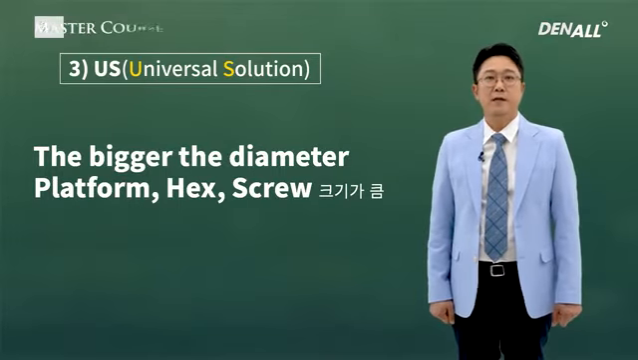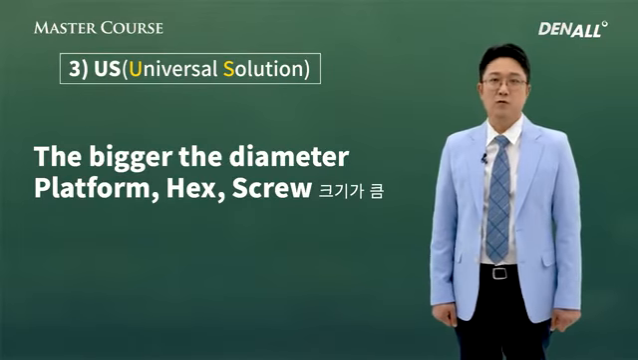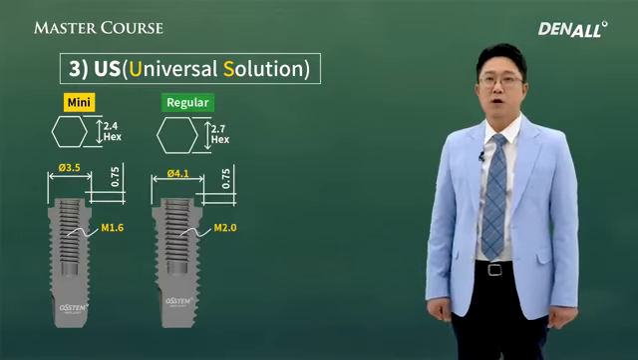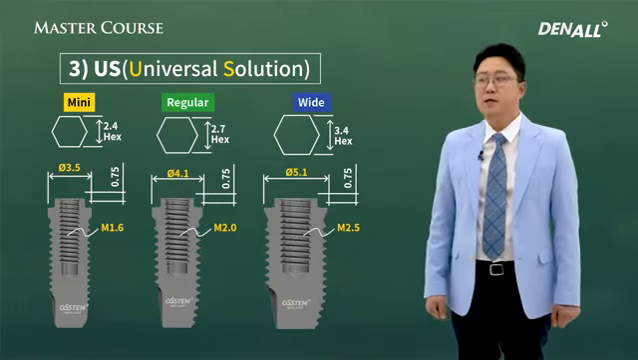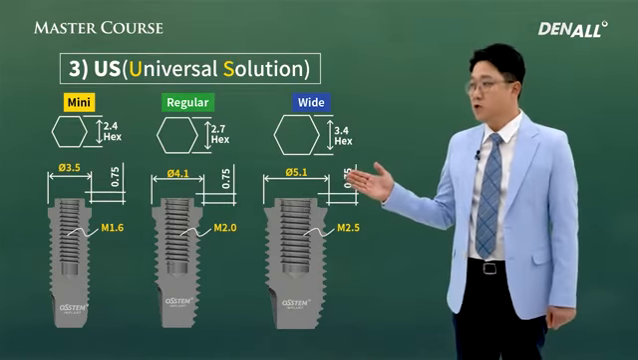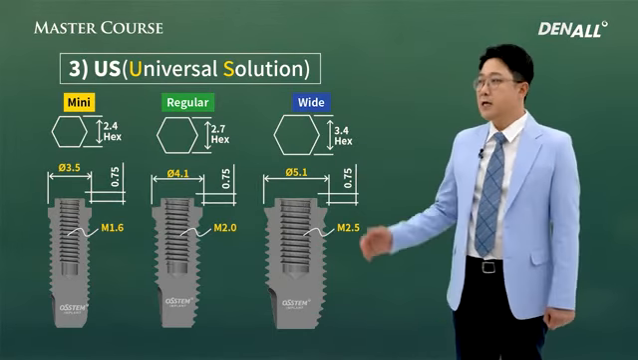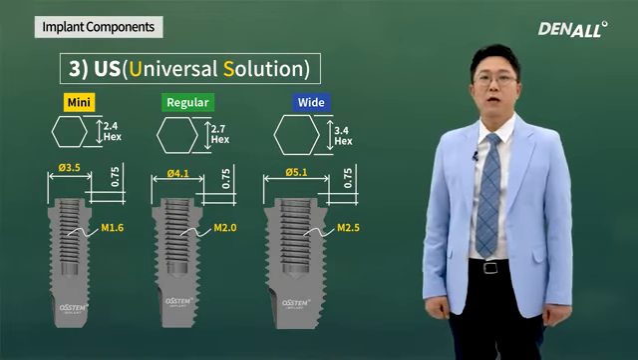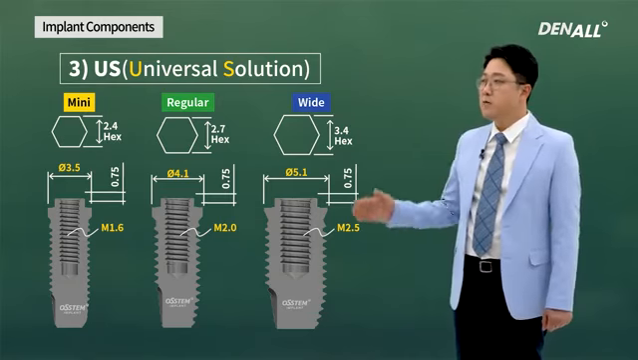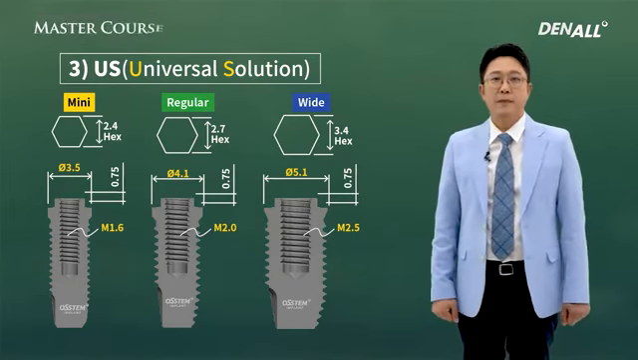In the case of TS implant, it is divided as mini and regular. In the case of US implant, it can be divided into mini, regular, and wide. There are 3 types. For mini, 3.5 diameter, 1.6 millimeter thickness screw is used, and for regular 4.1 diameter and 2.0 millimeter screw is used, and for wide 5.1 millimeter diameter and 2.5 millimeter screw is used.